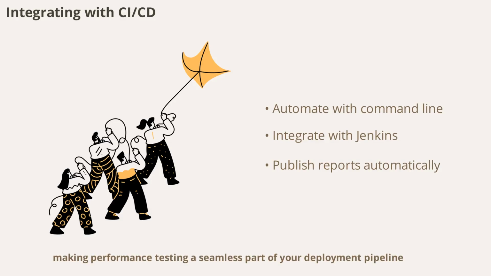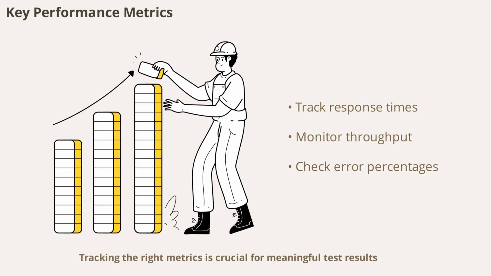Tracking the right metrics is crucial for meaningful test results. Focus on response time (average, minimum, maximum), throughput (requests per second), error percentage, percentile response times (90th, 95th), and transactions per second. These metrics provide a comprehensive view of your application's performance and help you identify areas for improvement.